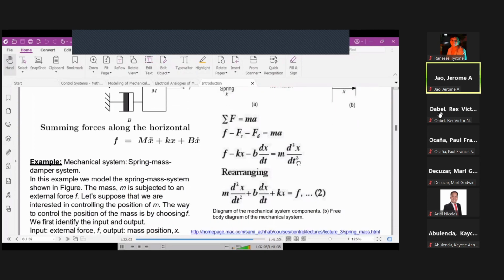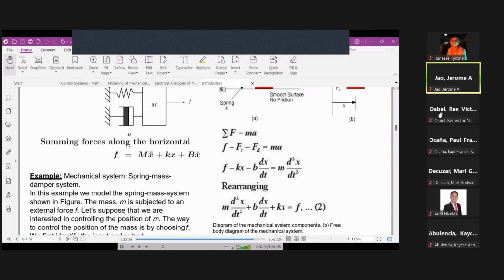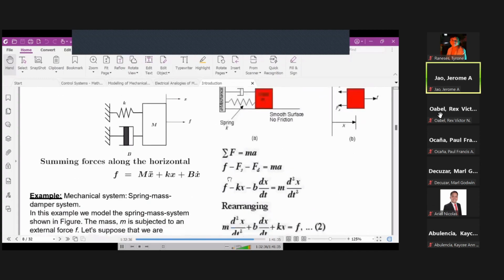I-rearrange mo lang, ganun din siya. I-rearrange lang natin according to the highest degree differential order. So in descending order, it's mass times the acceleration d squared x all over dt squared plus add lang natin yung damper, b times the velocity dx all over dt, plus the spring coefficient k times the displacement x, which is equivalent to your applied force. So this will be your final answer in this mechanical system.